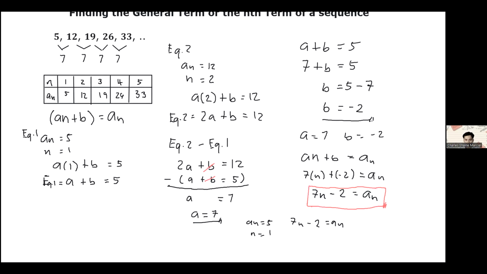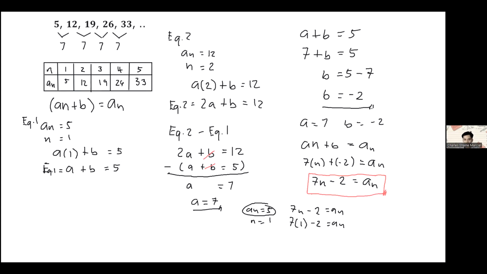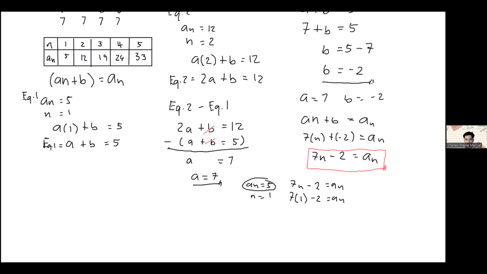Dapat makuha natin itong a sub n dito. Okay, so gagawin lang natin, we will just substitute. So 7 times 1 minus 2 is equal to a sub n. 7 times 1 is equal to 7 minus 2 is equal to a sub n. So 7 minus 2 is equal to 5. Ayan, parehas silang dalawa. Okay po.